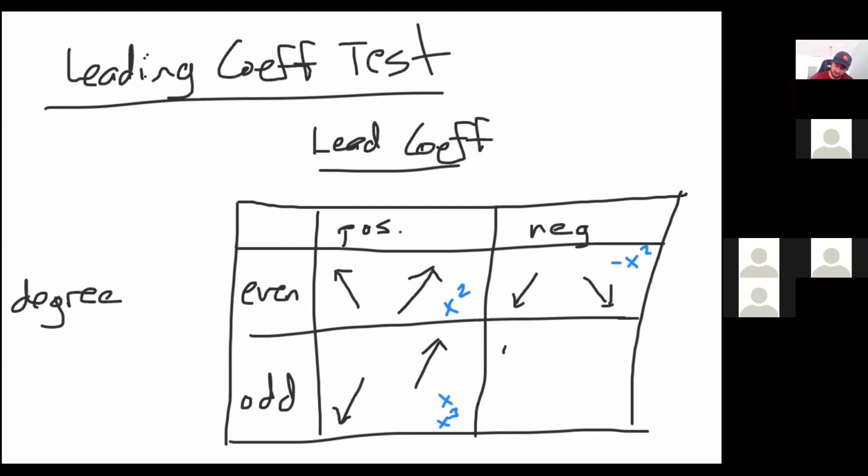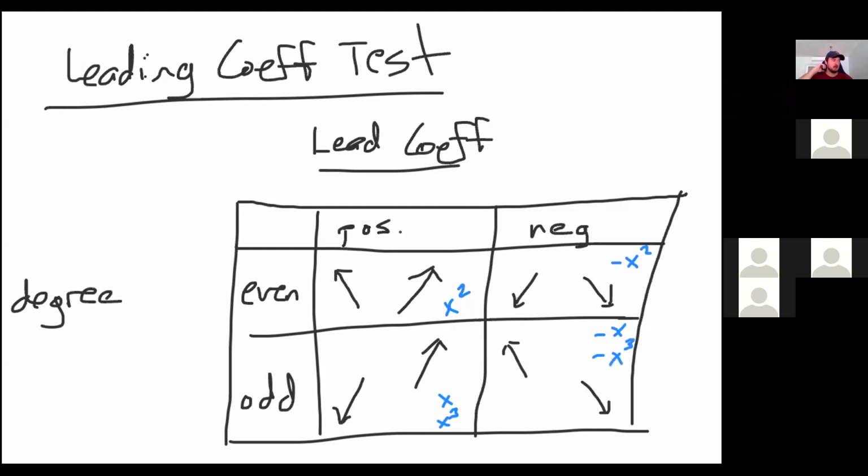And then last but not least is if I have odd degree and negative leading coefficient. As I go to the left, I travel upwards. As I go to the right, I travel downwards. So think of the line negative x, that's an example, or negative x cubed.